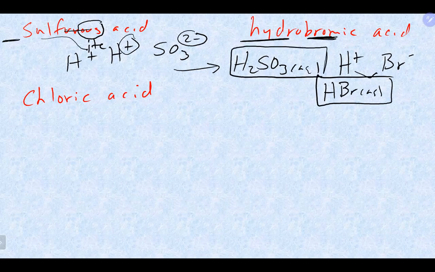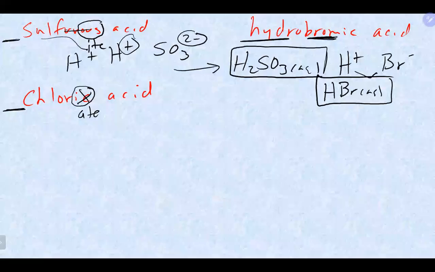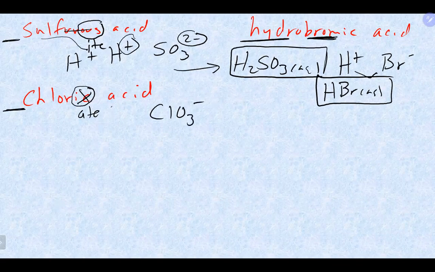Lastly, we have chloric acid. Once again, I do not see hydro in the name, so that tells me it has oxygen and a polyatomic ion. I can take the last part and get rid of the ic and replace it with ate. That tells me my polyatomic ion is chlorate, which is ClO3 minus. Once again, the H plus is our cation, so we just need one of each to balance it out. That would get us HClO3 in this case.